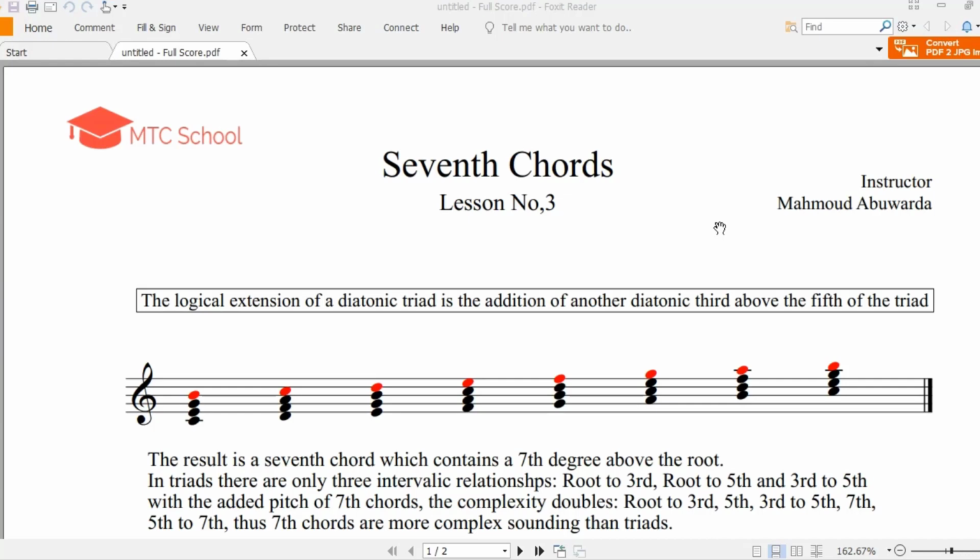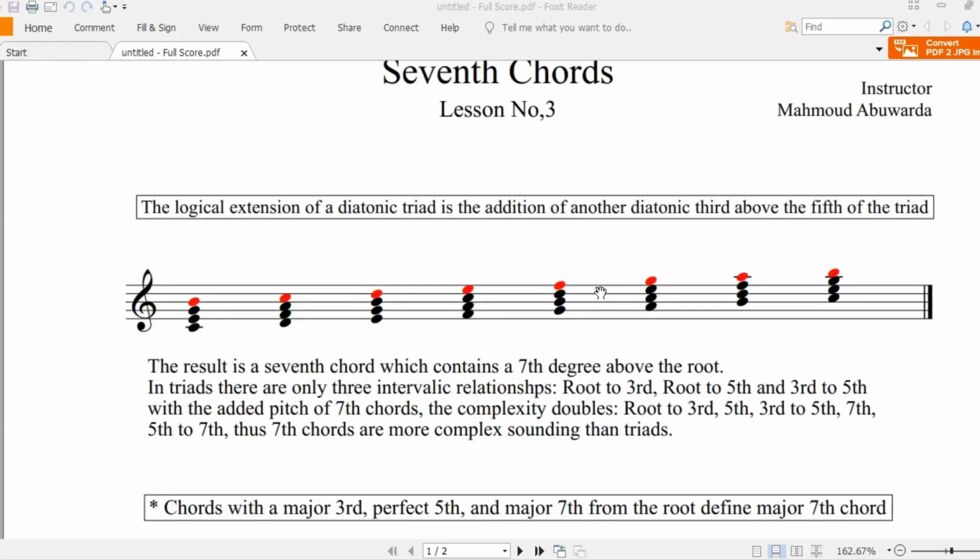Now, the logical extension of a diatonic triad is the addition of another diatonic third above the fifth of the chord. As you can see here, the three notes in black are a triad. Here we have a C major chord, and here a D minor chord, E minor chord, F major chord, G chord, and A minor chord, B diminished chord, and again the C major chord.